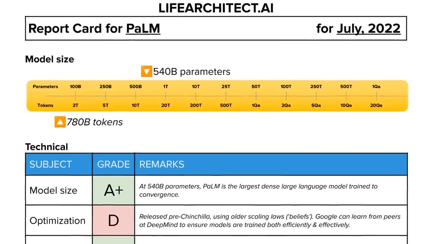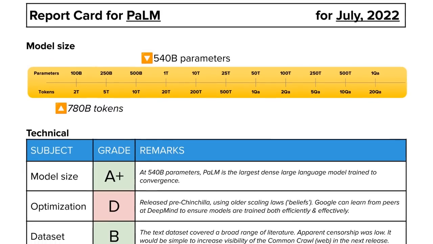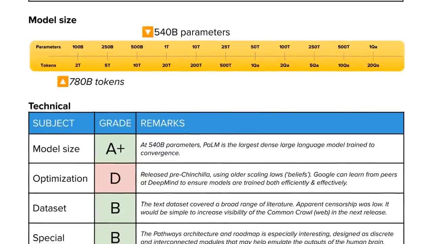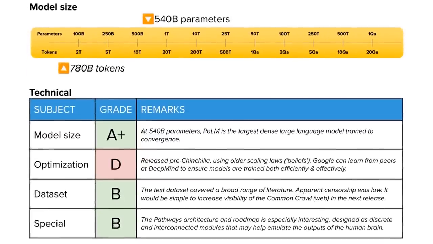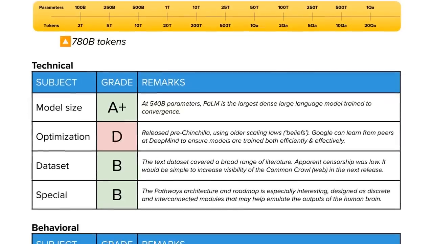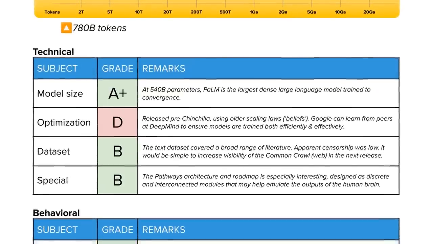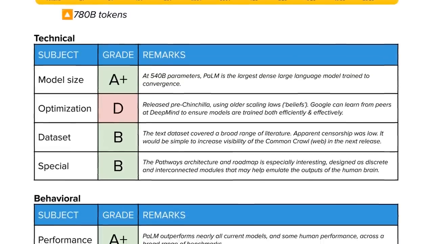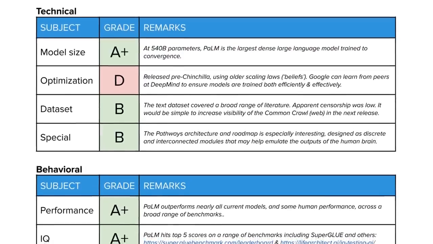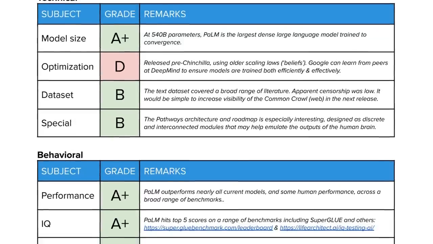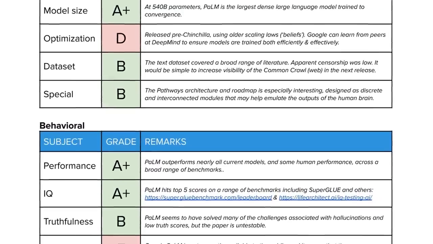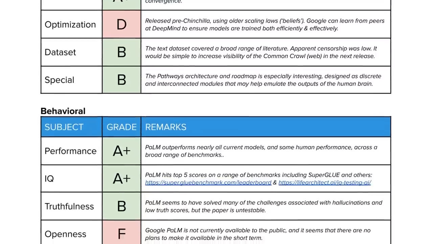Top to bottom here, we'd give the model size an A+, because there's no one beating it trained to convergence right now. The optimization a D. The data set a B. The special row there would also get a B because the Pathways architecture is just so fascinating to me. The way that they're attempting to emulate the outputs of the human brain. Then in performance, PaLM, of course, is sitting at an A+ range in some of the metrics, and especially in IQ, where it's towards the top of the leaderboard for SuperGLUE, another A+.